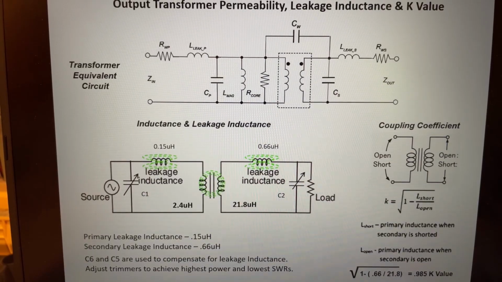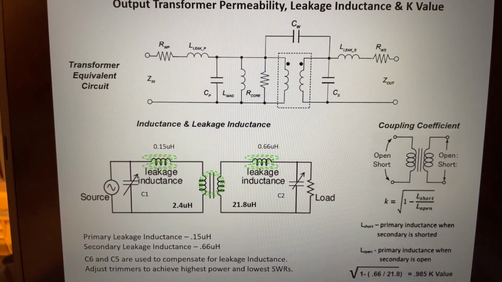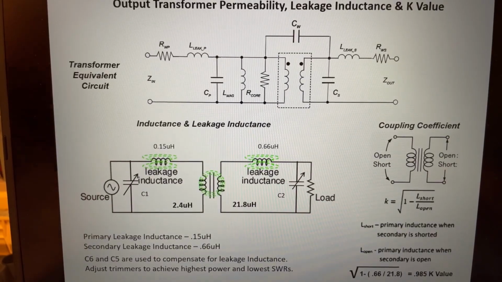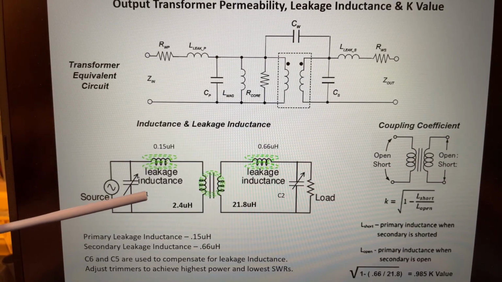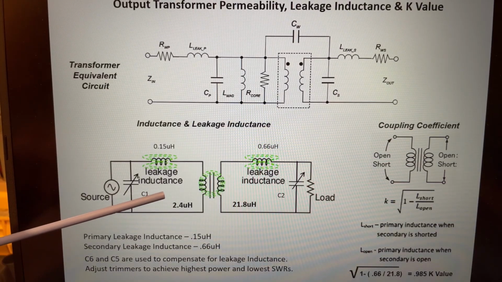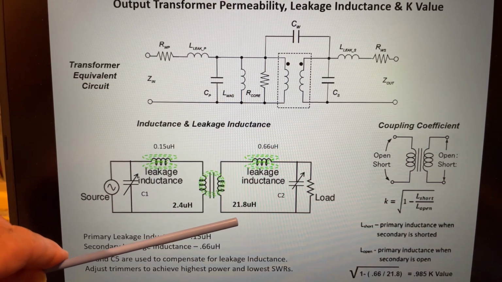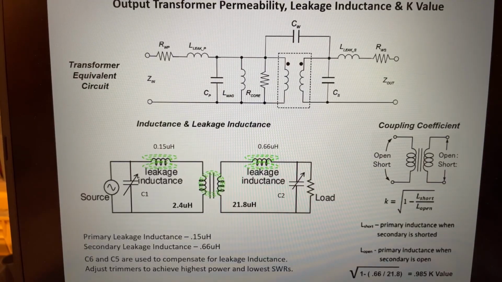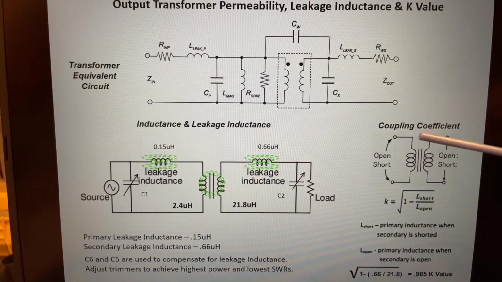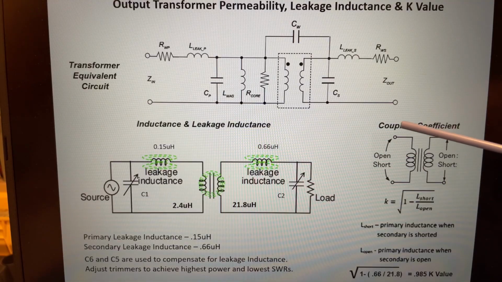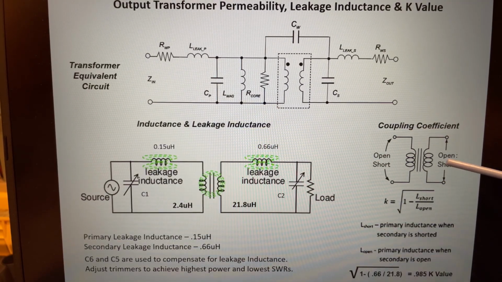So the transformer, although it looks like a simple component, actually is a pretty complex component. But there's only a couple of things we really have to worry about. And the primary one is the leakage inductance. So here's the transformer I showed you. The primary was 2.4 microhenries. The secondary is 21.8 microhenries. And if you use this open-short method, you can actually measure the leakage. So if I measure the primary side and I short the secondary side, that gives me the leakage of the primary.